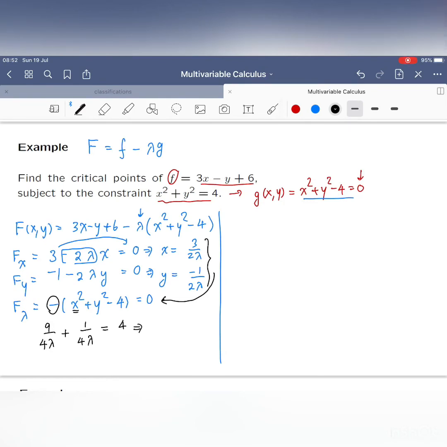Or you have 10 equals 16 lambda squared. You just move this whole denominator to the other side. So you have lambda squared equals 10 over 16. So it means that you got lambda equal to plus or minus the square root of 5 over 4.